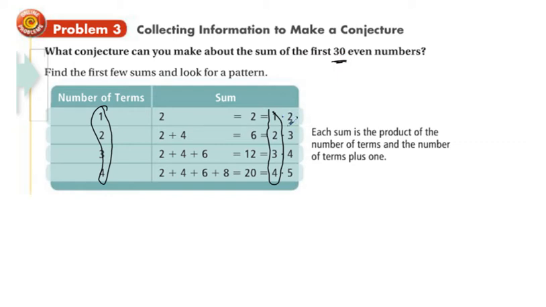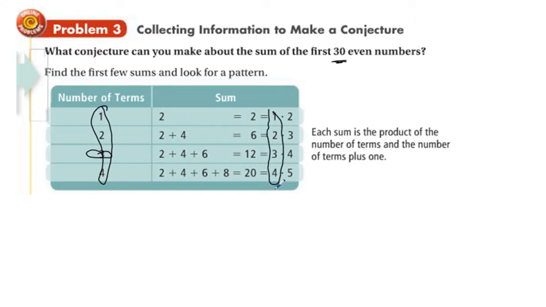2 times 1 is 2. 2 times 3 is 6. 3 times 4 is 12. Notice how I have the numbers 2, 4, and 6. When I add them together, they give me 12. Well, that's the third term, the first three even numbers. When I add them together, they give me 12. And the three terms times the number 4 also gives me 12.